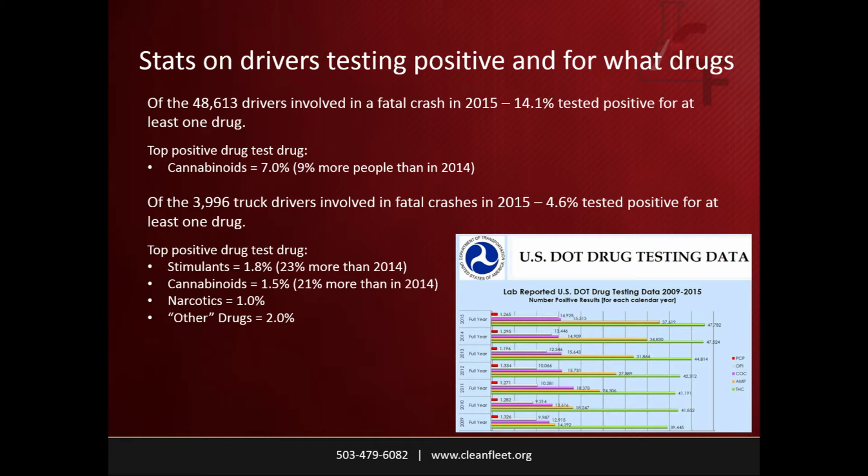And of about 4,000 truck drivers involved in fatal crashes, 4.6% of them tested positive for at least one drug. And the drugs are mostly stimulants. You're going to see these numbers lower than, of course, the general public drivers out there, because the trucking industry has established required DOT random drug testing. But 1.8% were found having stimulants in their bodies, which is a 23% increase over the previous year. Marijuana was found in 1.5% of those fatal crashes, which is, again, that 21% increase. And then you can see narcotics and other drugs at 1 and 2% respectively.